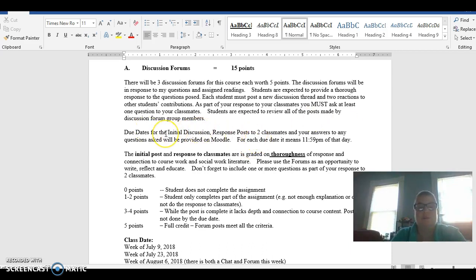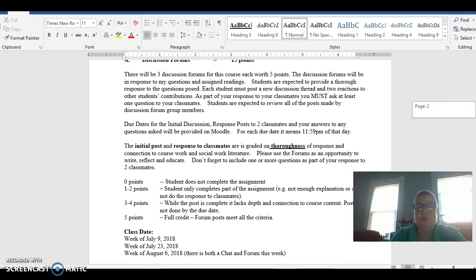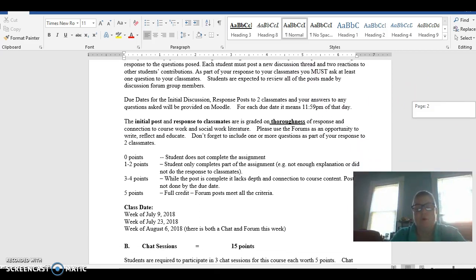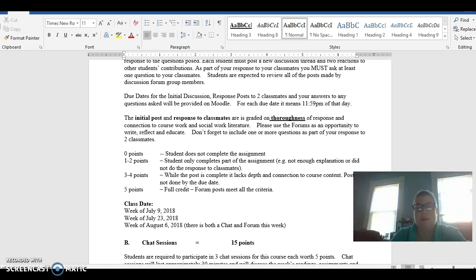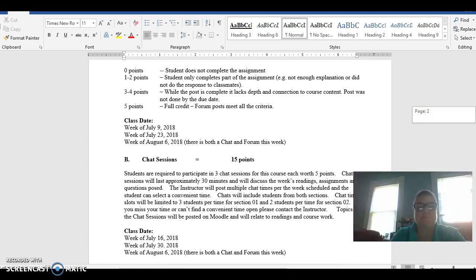The way it works is the due date is for the initial discussion, then there'll be a due date for your response to two classmates. In your response, you must ask a question to your classmate, and then you're given 2 days to respond to any questions that are asked. This will be very clearly marked on Moodle, what you need to do, okay? If you have any questions on this, please let me know. The difference maybe than what you've done in other courses is that you have an initial response, you respond to two classmates and include a question, and then you need to respond to any questions that are asked.